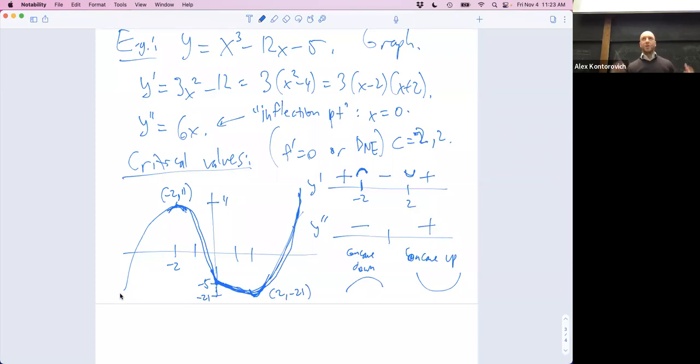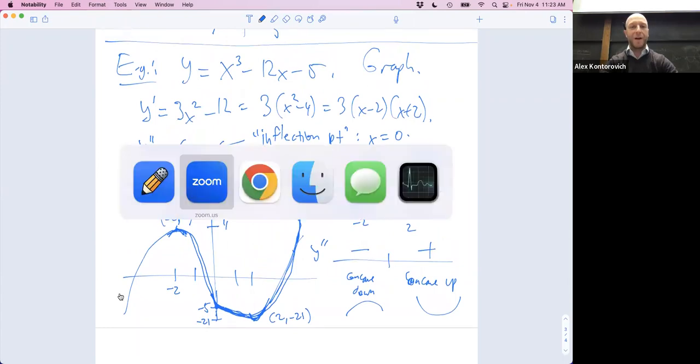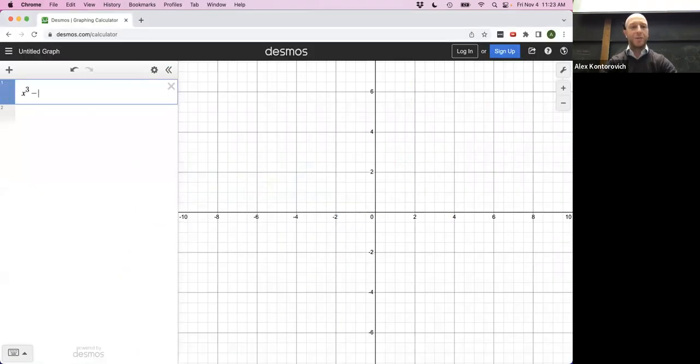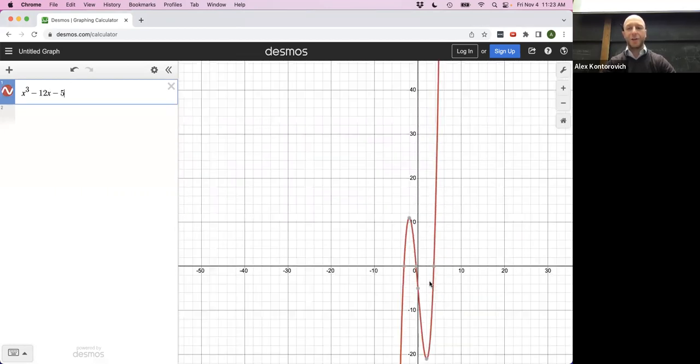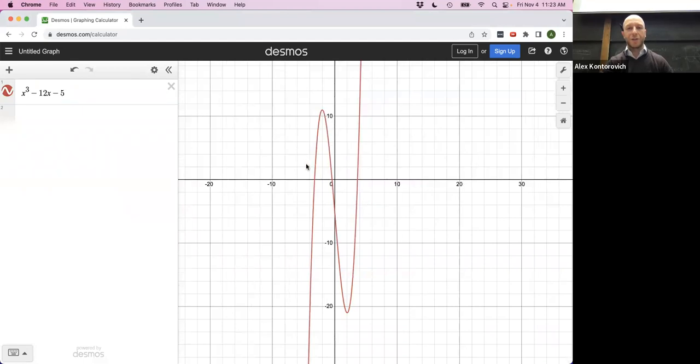Does that make sense? We're going to do a whole bunch of pictures. Should we check this picture against Desmos? What is it? X cubed minus 12x minus 5. And here is the picture with all the features that we saw. At -2, we have our largest point at 11. At +2, we have our lowest point at -21. And at -5, we switch from being concave down to being concave up. You see that? Cool. Should we do a couple more?